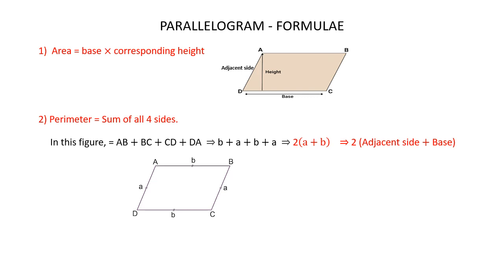Now, if we consider this as the base, then this side would be the adjacent side. So, b is the base and a is the adjacent side. So, 2 multiplied by a plus b means 2 multiplied by adjacent side plus base. So, the perimeter of a parallelogram is equal to 2 multiplied by a plus b. Remember these two formulae to solve problems on parallelograms.